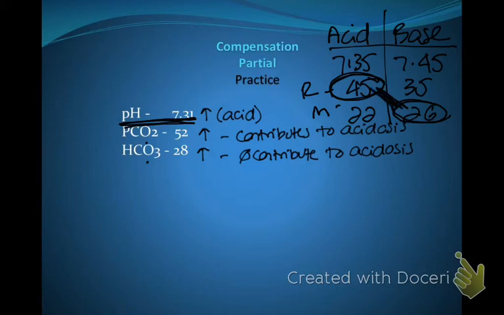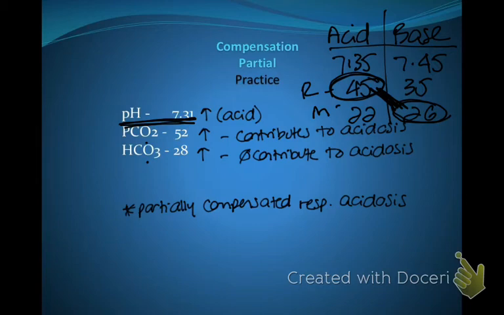It's trying to balance these two out. So the bicarb is high, but it's not going to be metabolic because bicarb produces an alkalotic state. If we had high bicarb and it was based on metabolic, we would expect the pH to be in an alkalotic state, and it's not. It's acidic. Let's keep going. So this is partially compensated respiratory acidosis.